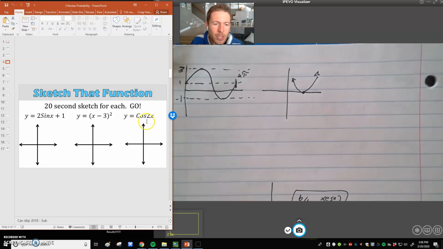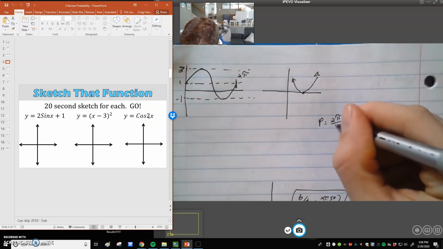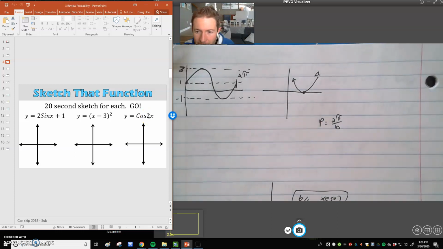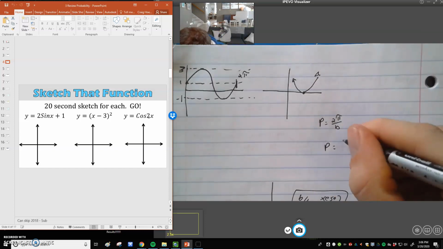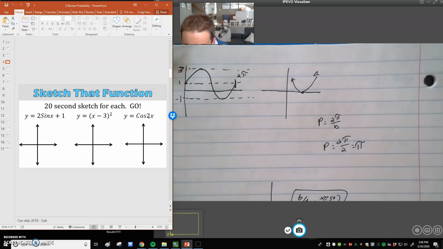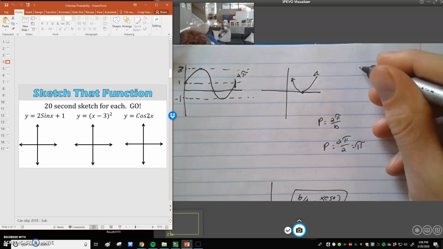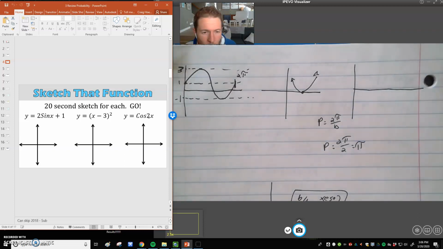And finally, cosine of 2x. We often forget what happens if there's something inside. Remember the identity, period equals 2 pi over b. In this case, our b value is 2, and so here we have our period equals 2 pi over 2, or equals pi. So here I'm going to draw a cosine curve just with an abbreviated period.